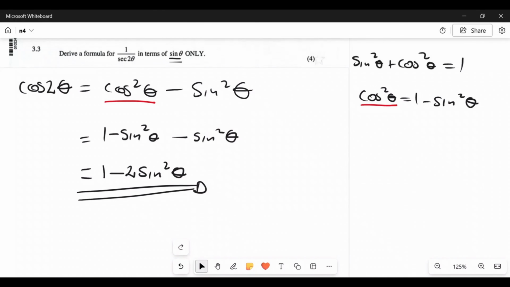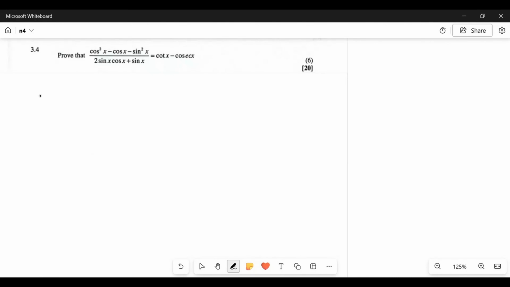All right, guys, we are done with 3.3. Let's go into the last question, which is 3.4. All right, guys, here's our 3.4. Now, 3.4, they want us to prove that the left hand side is equaling to the right hand side. Now, when you prove, guys, always choose the side that is most complicated. As you can see here, the left hand side is the one that is more complicated. So I'm going to choose the left hand side, and then I'm going to prove that it is the same as the right hand side. So let's do it.